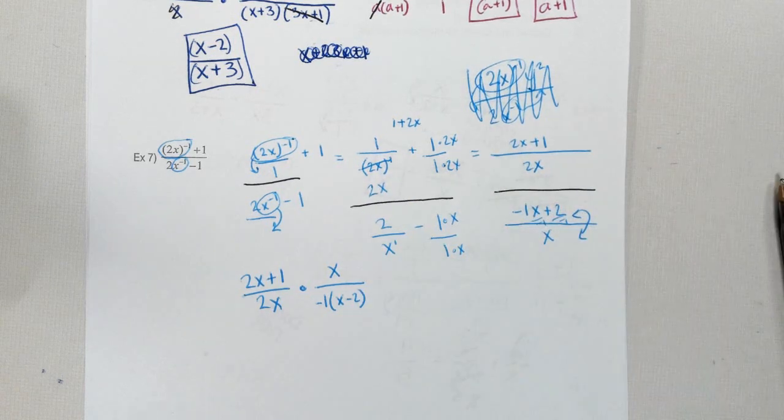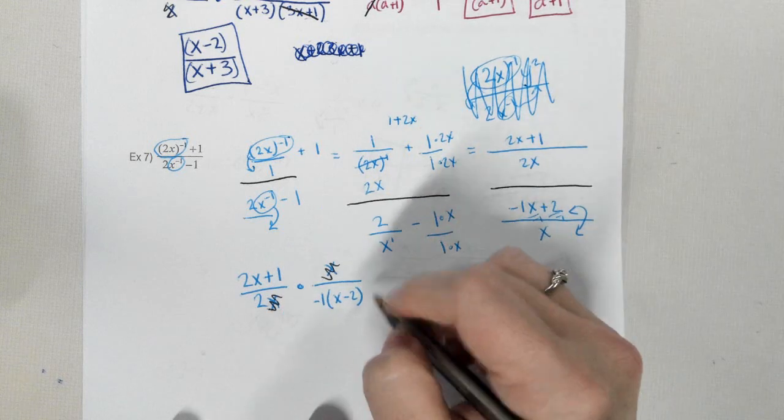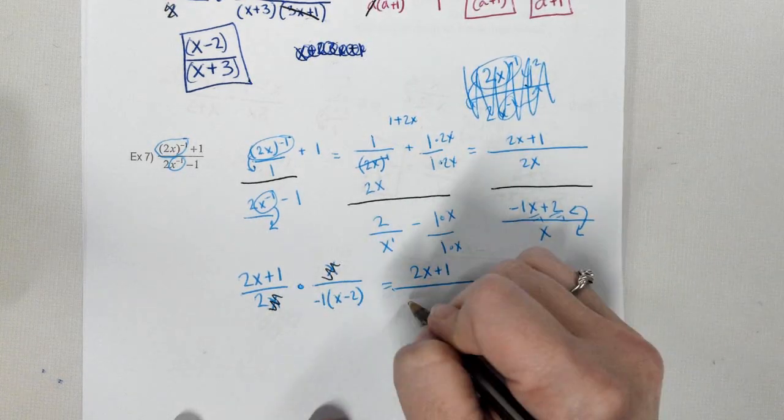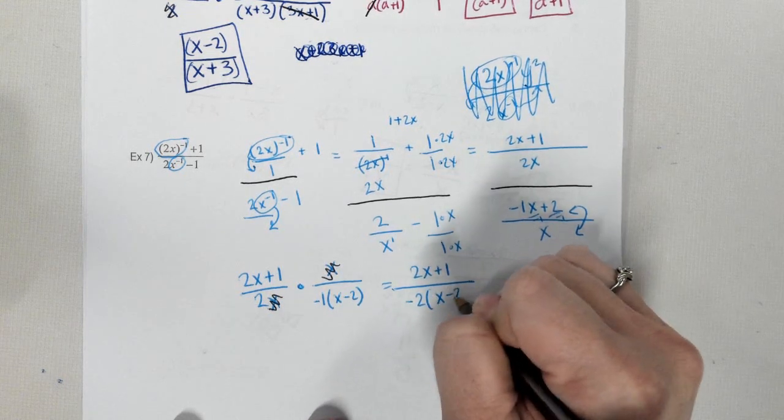Now what cancels? The x's. Anything else? No. So we have a 2x plus 1 on top over, what's 2 times negative 1? Negative 2. There's your answer.